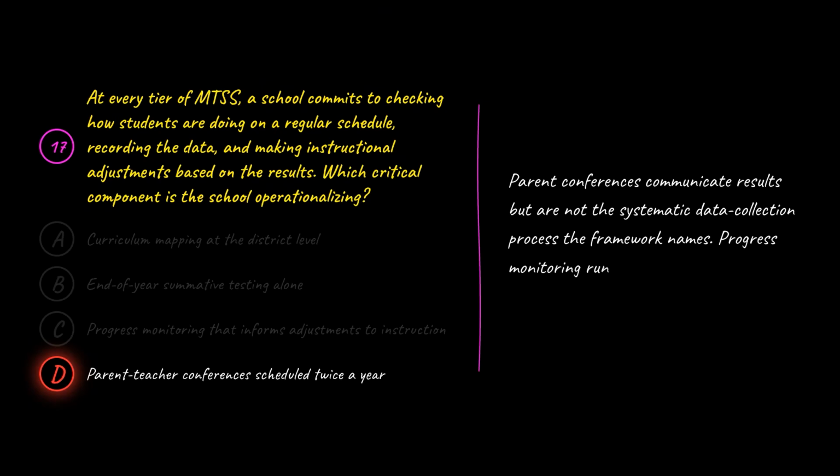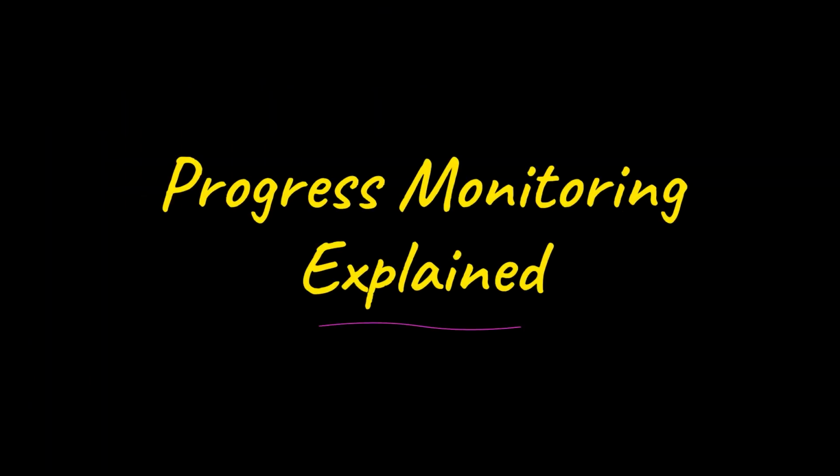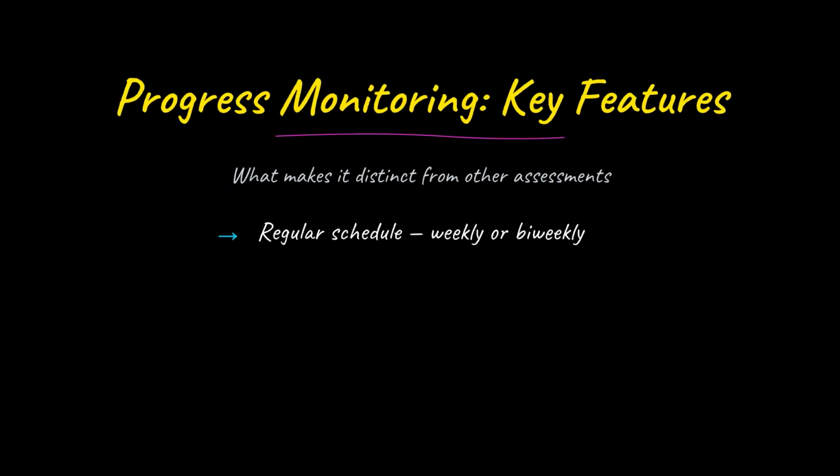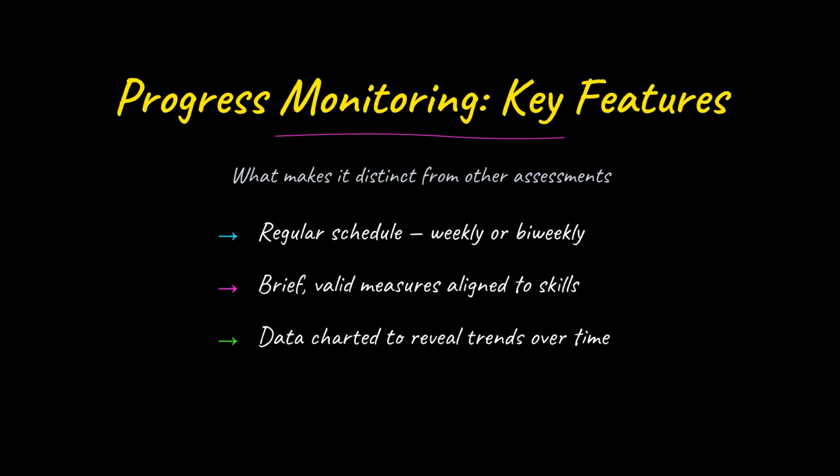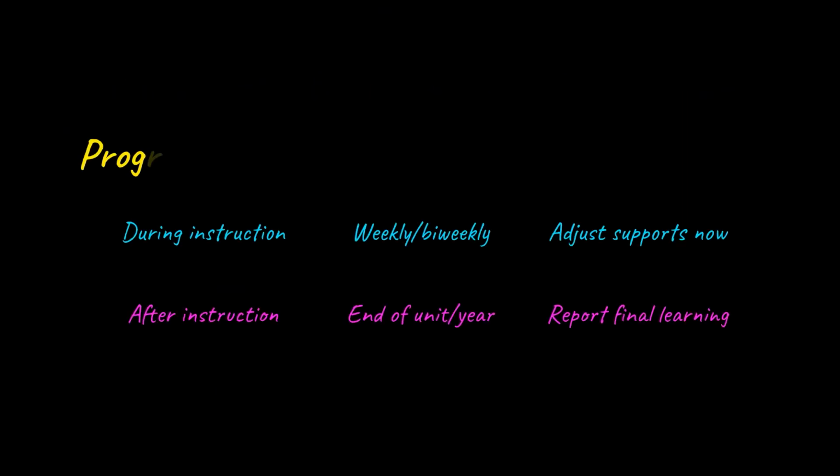Progress monitoring runs continuously throughout the school year. Progress monitoring is a recurring practice of collecting data on student learning and using it to adjust instruction. Not a one-time event, but a continuous feedback loop built into everyday teaching. The defining features are regularity and responsiveness. Teachers use brief, aligned measures on a fixed schedule, chart the results so trends are visible, and adjust instruction based on what the data shows.